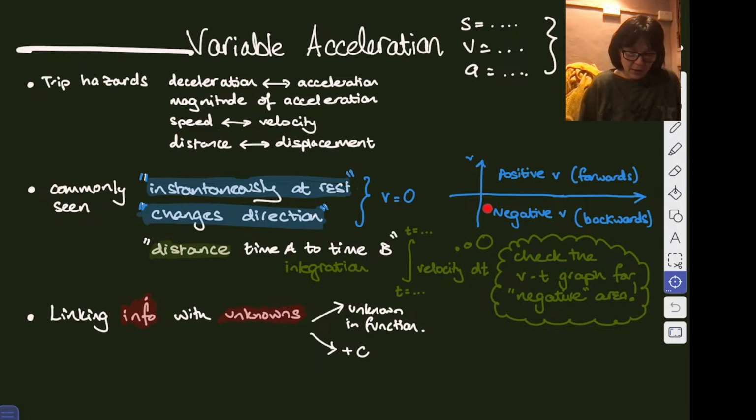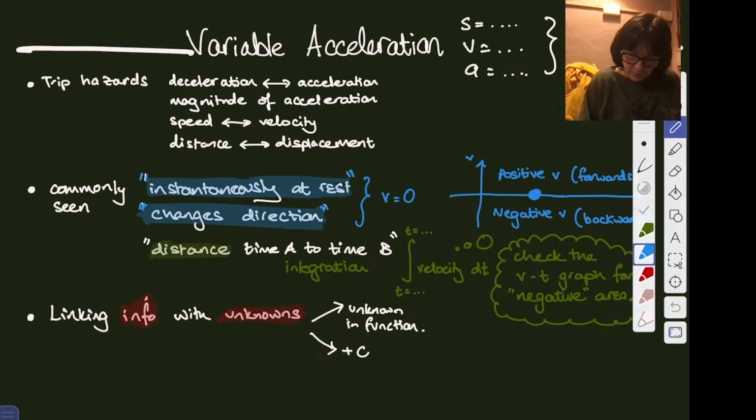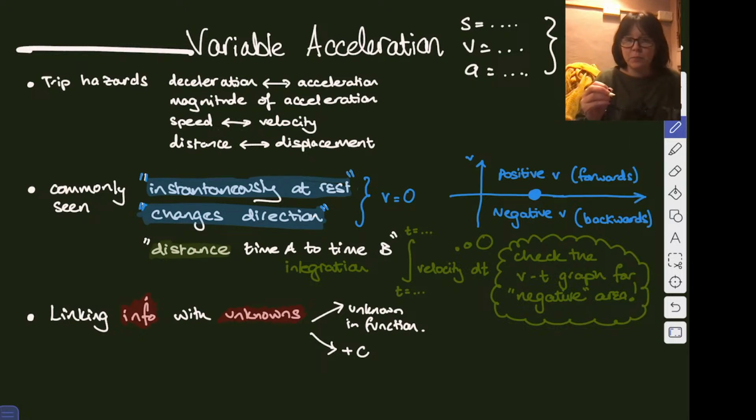So we talked about the fact that on a VT graph, we've got the bottom of the VT graph, which is all of the motion that's backwards, basically, or downwards, and then positive V, all the motion that's forwards or upwards. Now, if I want to change direction, then I need to go from up here to down here, or vice versa. So somewhere along the way, I have to be at V is 0. And that V is 0 is where the particle is changing direction, or it might not even change direction, it might just be instantaneously at rest. But instantaneously at rest and changes direction can both be immediately translated into V equals 0.